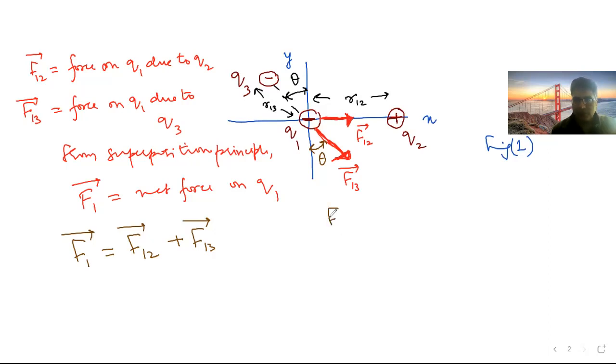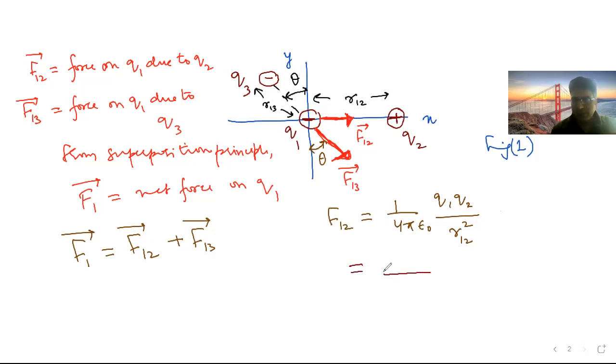So, magnitude of F12. For F12 we can use Coulomb's law in scalar form: 1 by 4 pi epsilon naught, because we are assuming these charges are placed in vacuum, times Q1 Q2 over the distance between 1 and 2, which is R12, and we have to square that. It is 1 by 4 pi epsilon naught Q1 Q2 by R12 square. Let us substitute the values.